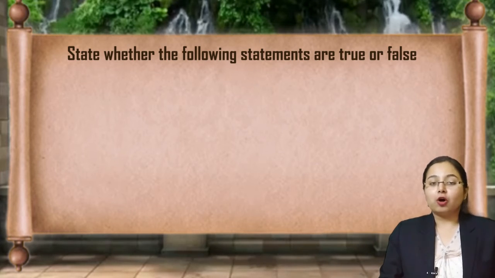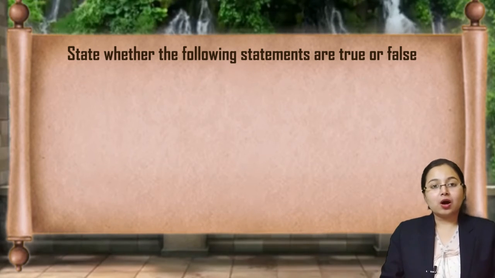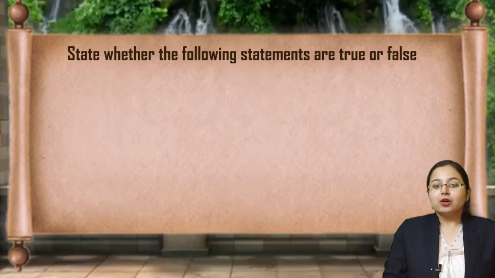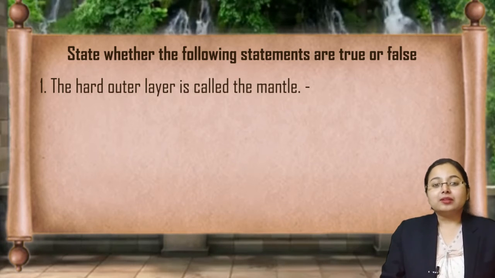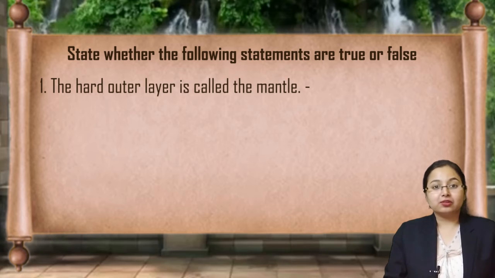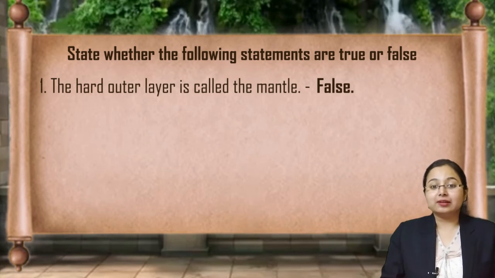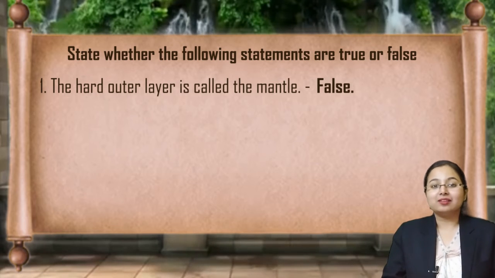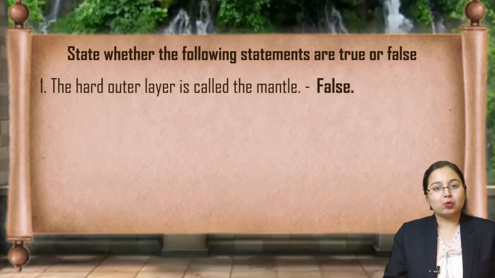Now let's come to question number D. Question number D says, state whether the following statements are true or false, whether they are correct or not correct. Let's come to question number 1. The hard outer layer is called the mantle. Is it true or false? Children, it is false, because the hard outer layer is not called the mantle, it is called the crust. So question number 1 is false.